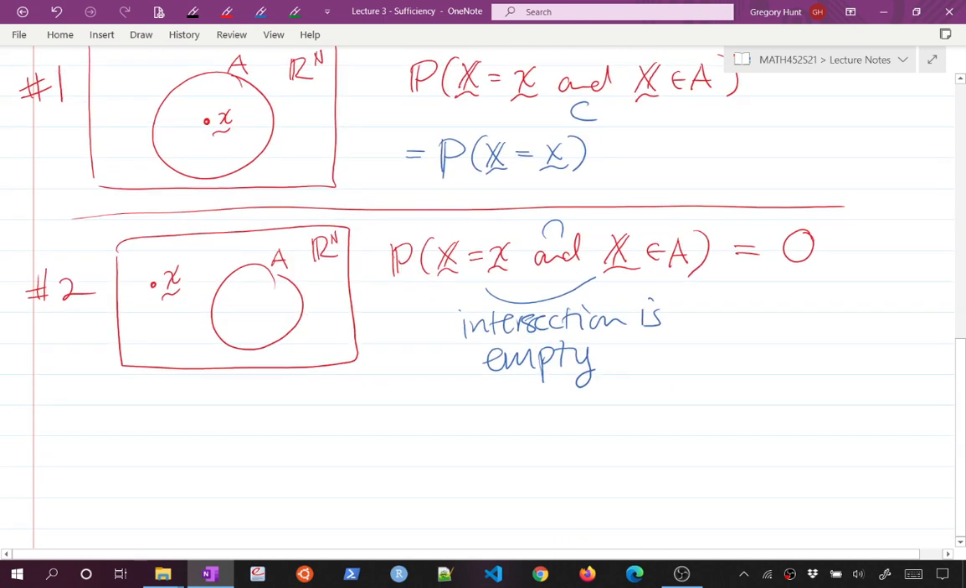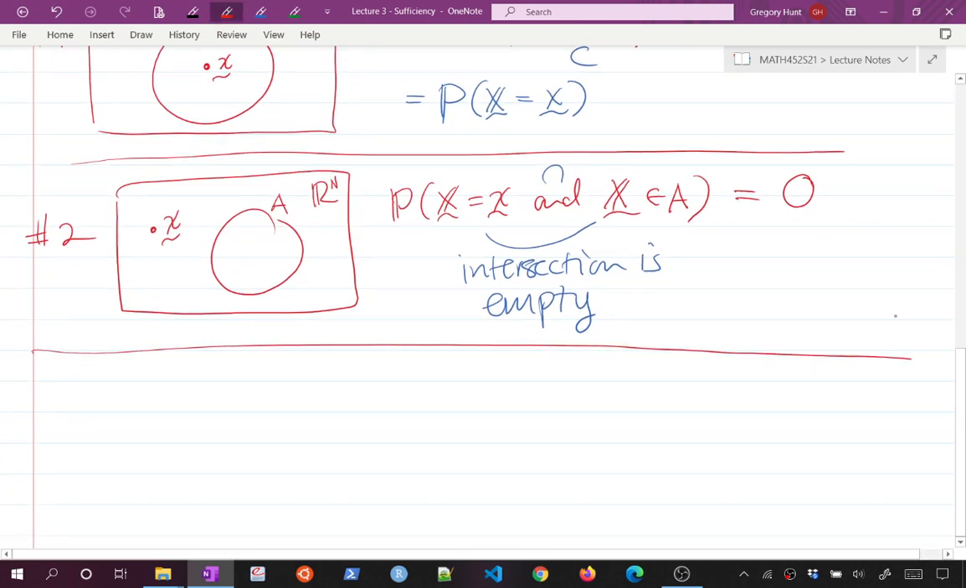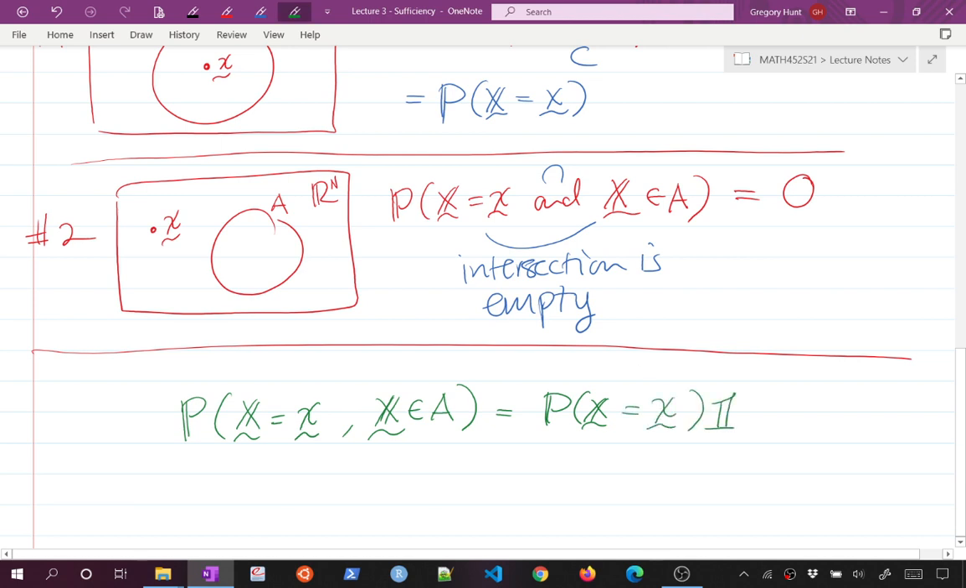So we could write this more simply and say that if I want to make this kind of weird statement that X is some particular value and, so my comma is and, that X is in some set A, you could write this as the probability that X is equal to little x times the indicator that little x is in A.